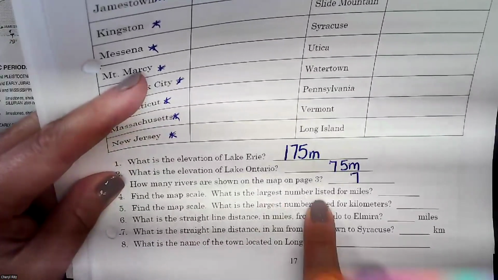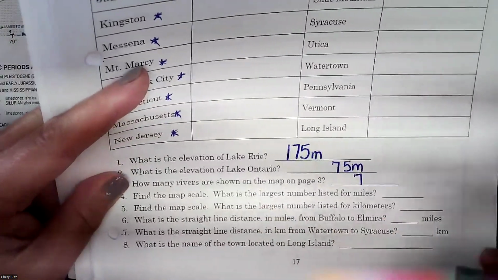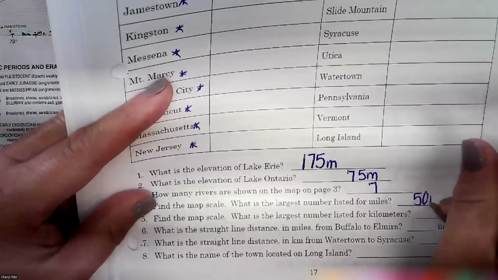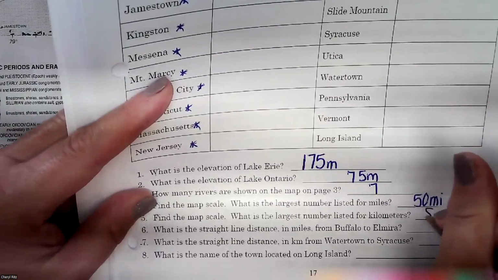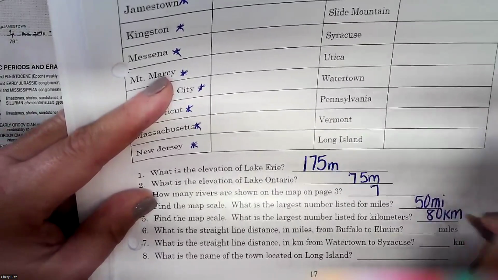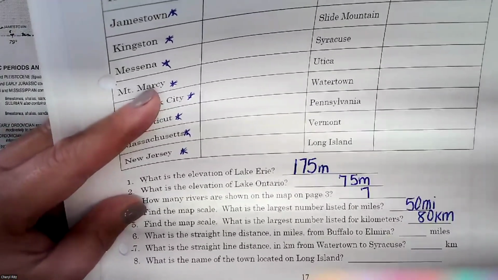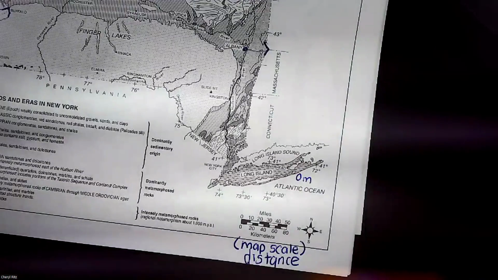But for this, what's the largest miles that are listed? 50. And what is the largest kilometers? 80. Now I want to do, what is the straight line distance from Buffalo to Elmira?